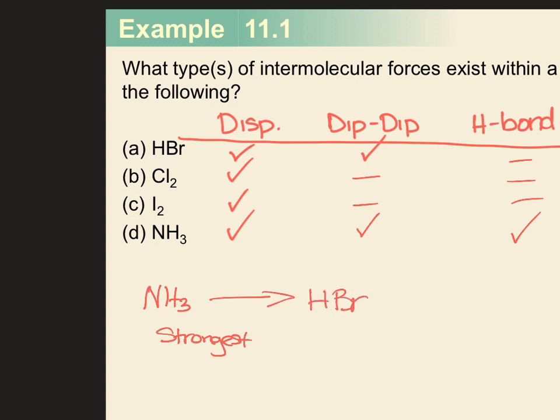HBr, and why? That's right, but why? It's got the two. The first one had all three. The second one, the HBr, has the two. Now that leaves Cl2 and I2, which we've said accurately only have dispersion. So what did I say about dispersion? Who's next on the list? Who's stronger? I2, and then Cl2.